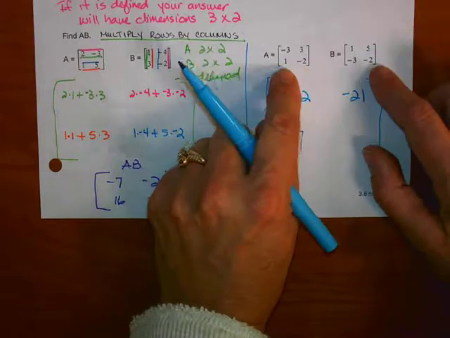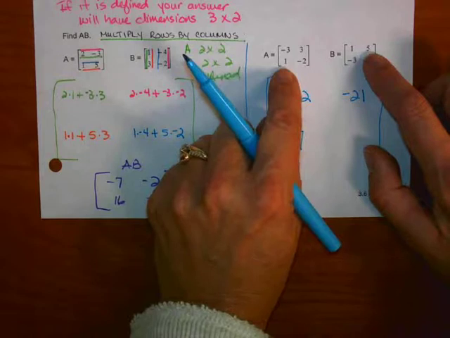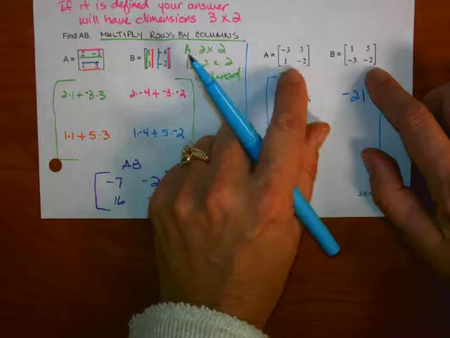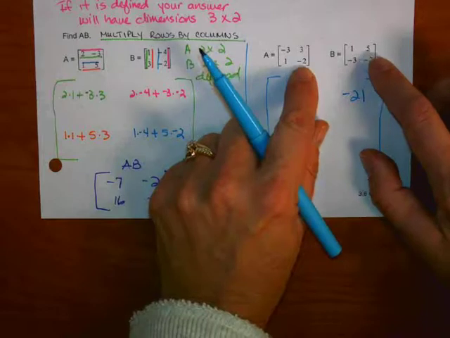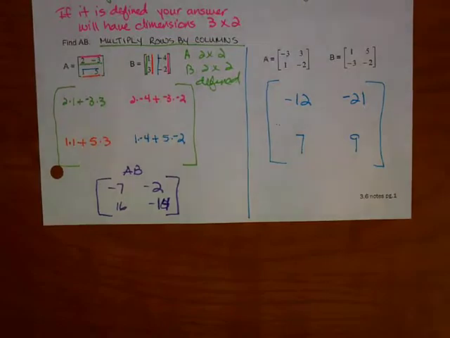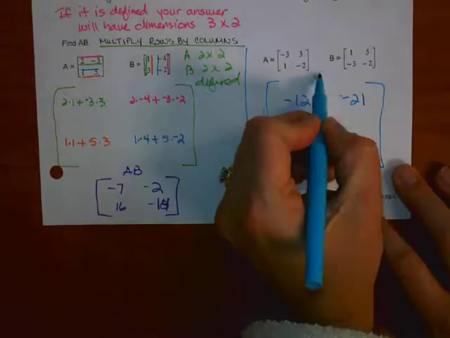1 times 5 is 5 plus 4 is 9. This is the product AB.